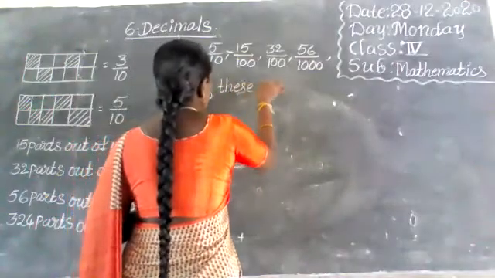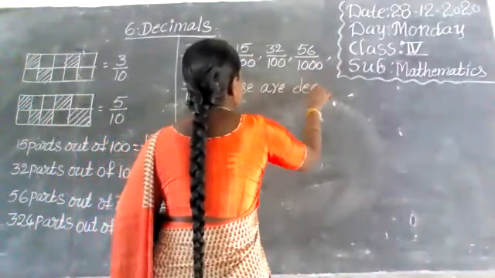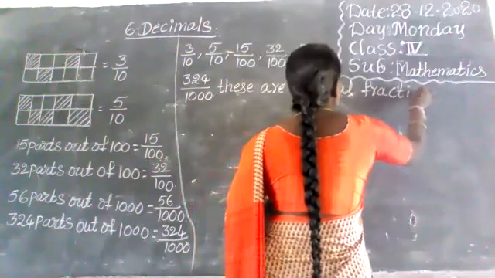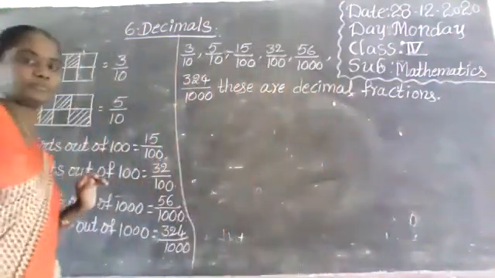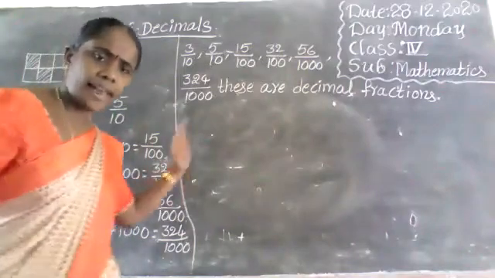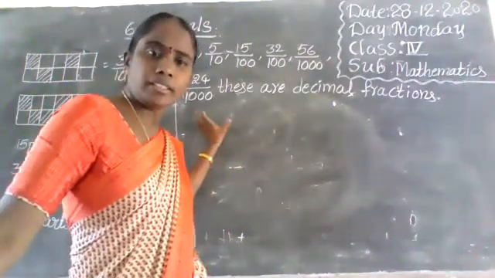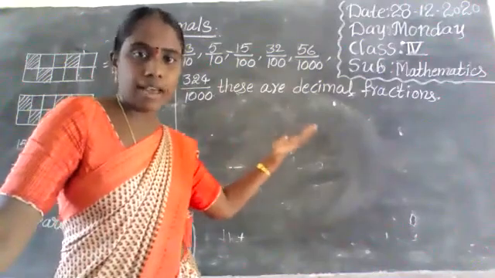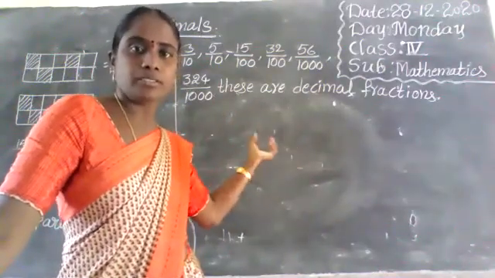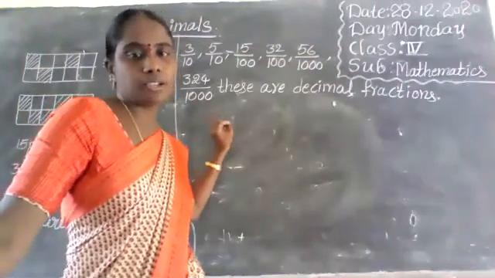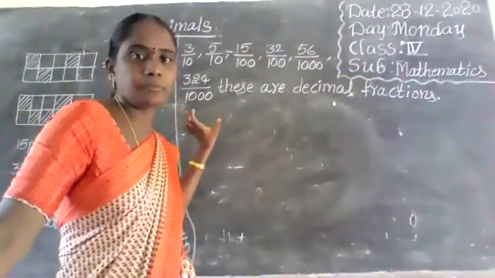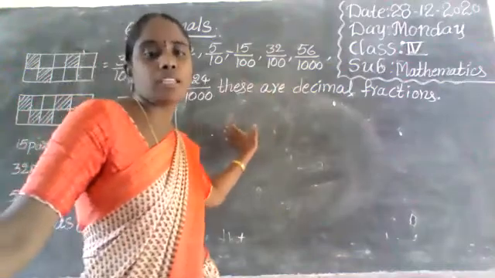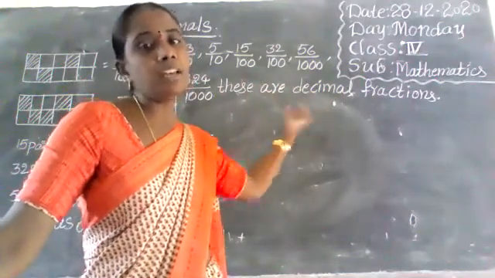These are decimal fractions. Denominators like 10,000 and lakhs also exist, but in this class, we have only up to 1,000. In further classes, 10,000, lakh and 10 lakhs will come. In this class, we learn only these. Fractions having denominators 10, 100, 1000 are called decimal fractions.